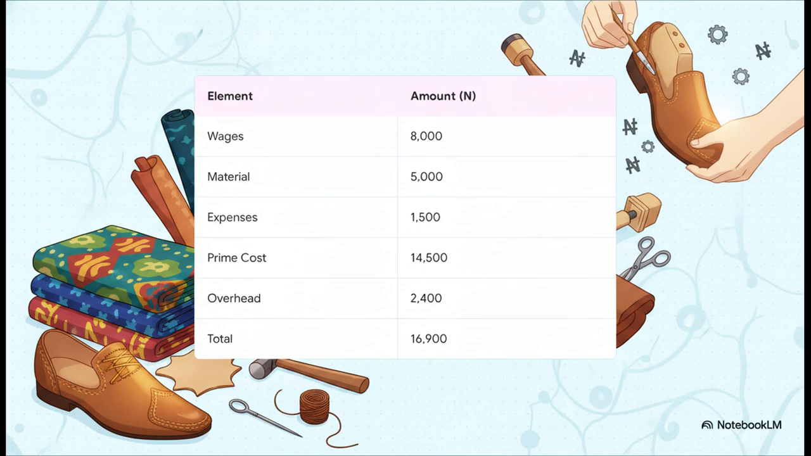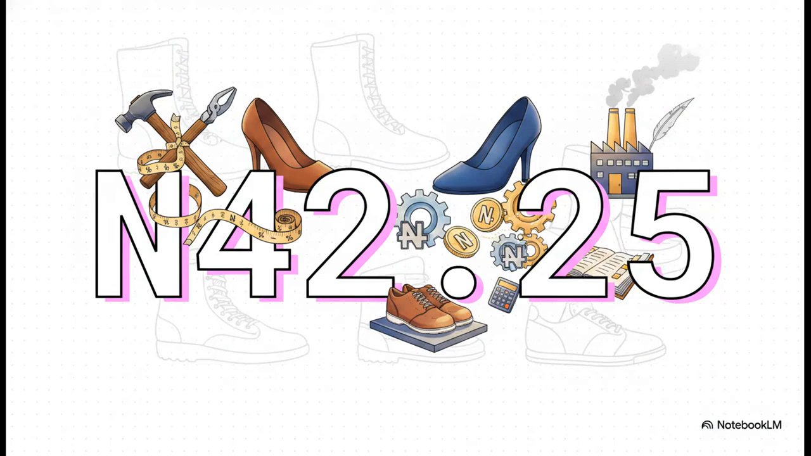But hold on, they aren't done yet. They absorb their production overhead by taking 30% of their direct wages. Since 30% of 8,000 is 2,400 naira, they add that in, and their true production cost comes out to exactly 16,900 naira. But wait, there's more.